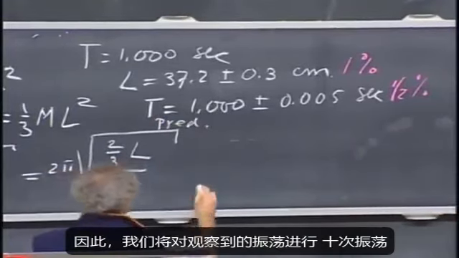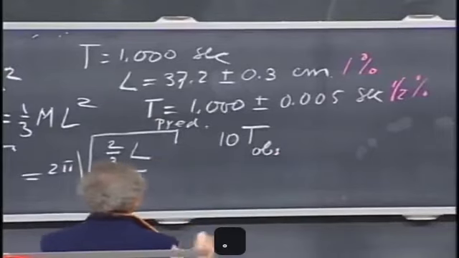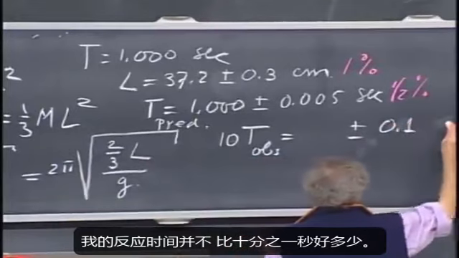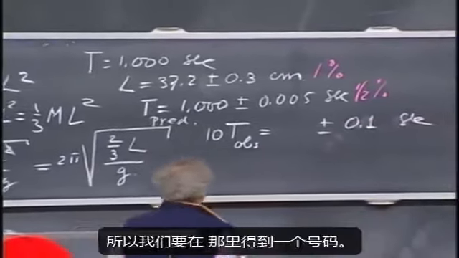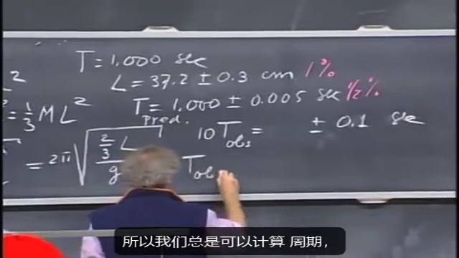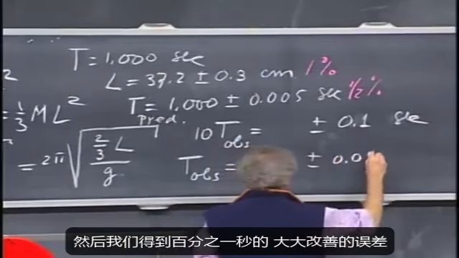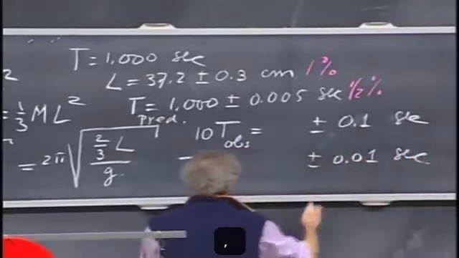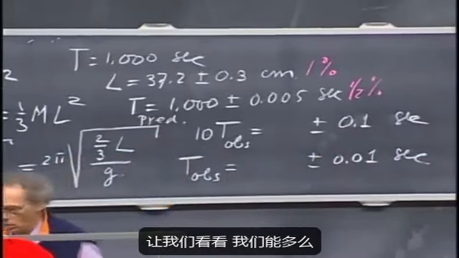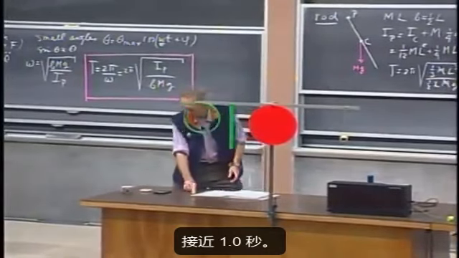So this is my predicted period. And so we're going to make 10 oscillations of the observed oscillations. We're going to get a number. My reaction time is not much better than 0.10 of a second. So we're going to get a number there. We divide this number by 10, and so we can always calculate the period then, and then we get a much improved error of 100th of a second, because we will divide this number by 10. So this also is going to be divided by 10. And let's see how close we were able to get this to the 1.0 seconds.